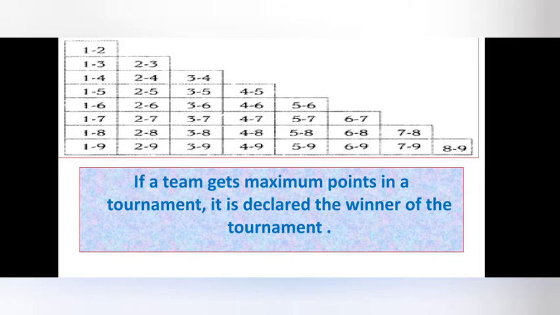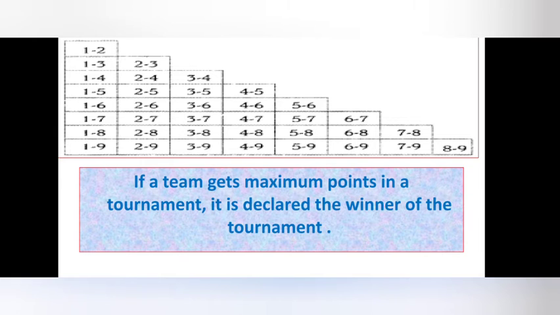In the next round, number 3 will play matches with all teams. It means number 2 has already played number 3, the same as number 1 played number 2. So we do not write the same team numbers again in the next rounds. In the third round: 3 versus 4, 3 versus 5, 3 versus 6, 3 versus 7, 3 versus 8, and 3 versus 9.